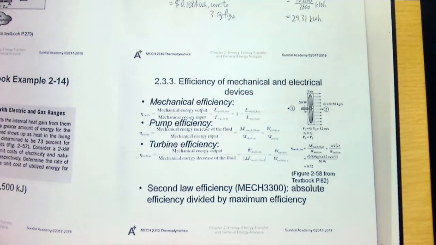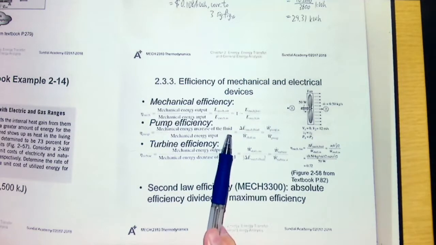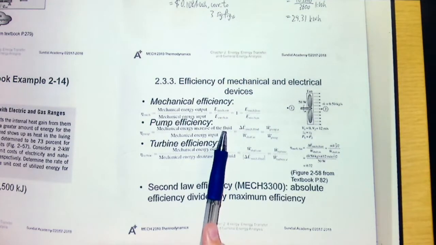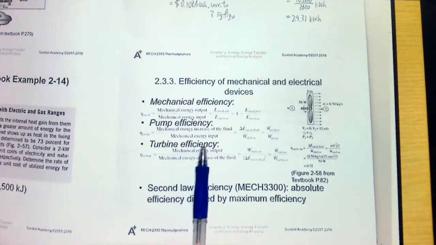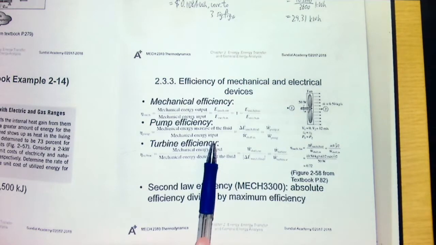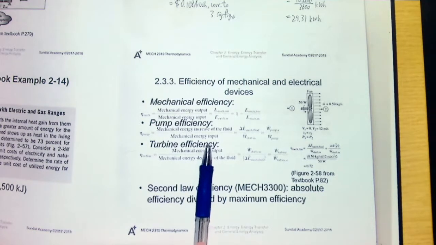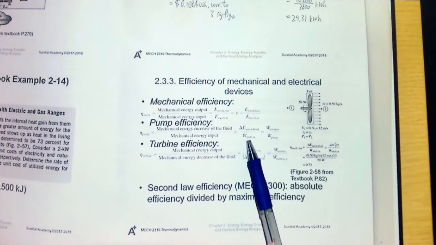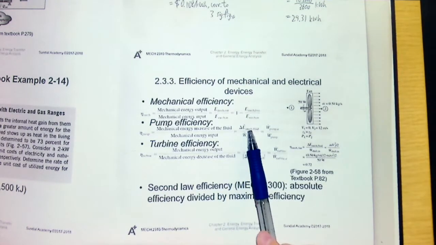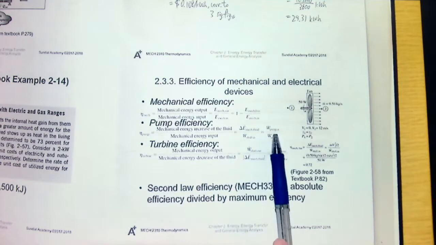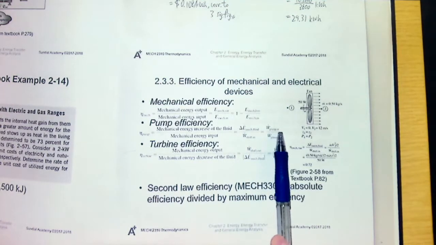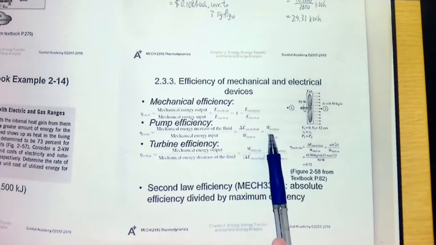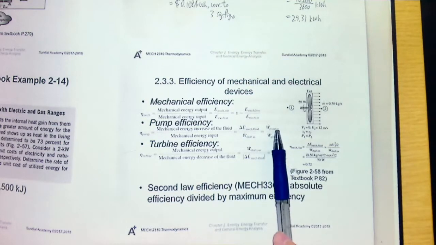Okay? Well, the pump efficiency is given by the mechanical energy increase of the fluid, because that's the mechanical energy output from this pump, divided by the mechanical energy input. And this mechanical energy input is given by the shaft, so we have W dot shaft in. This delta E dot is equal to W dot u, the useful power of the pump. U means useful. That's the useful power of the pump.